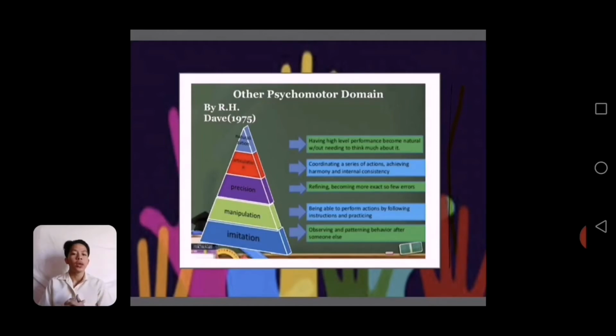And also, we have precision, refining, becoming more exact so few errors. Near to perfection, the learners perform a skill or task without assistance. Next is articulation. Articulation, coordinating a series of actions, achieving harmony and internal consistency.